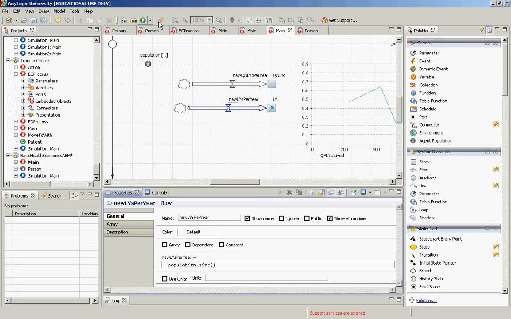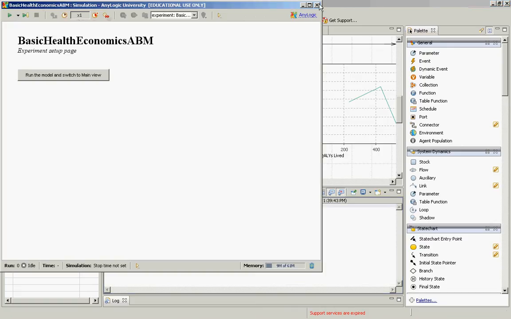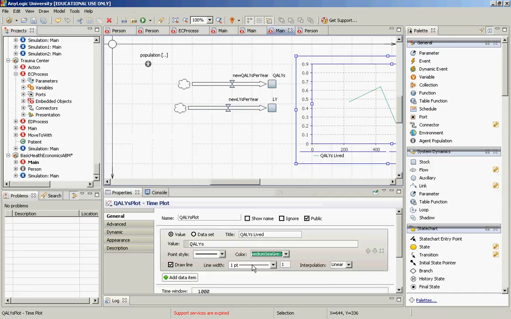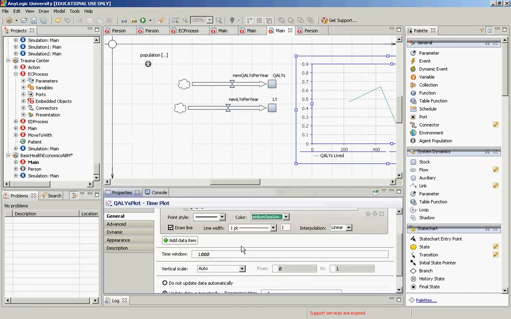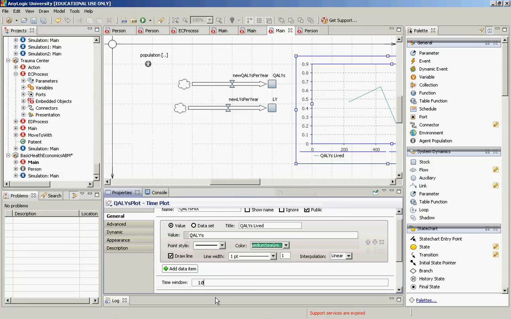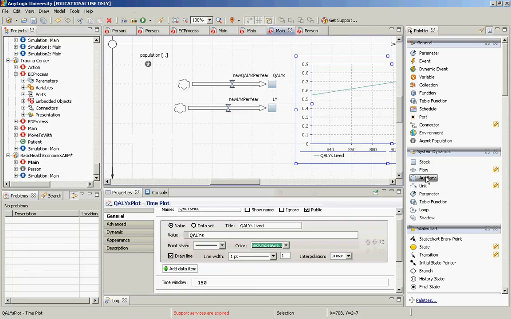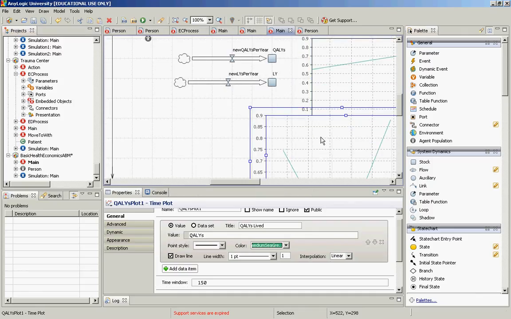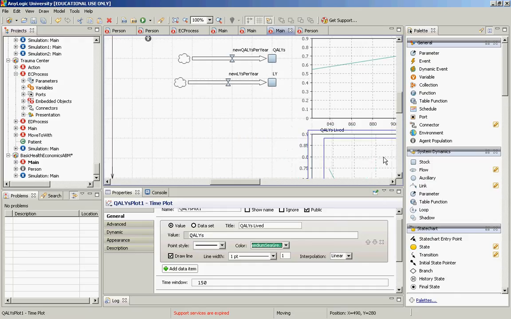So if we run that, let's create a common graph. Let's go fix up this so it's not at length 1,000 time window. Well, given that a human life is measured in decades, I'll draw it out to 150 years, and now I'll copy this and paste it down below. And I'm going to call this life years lived.